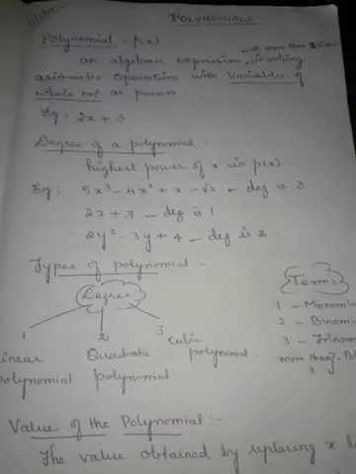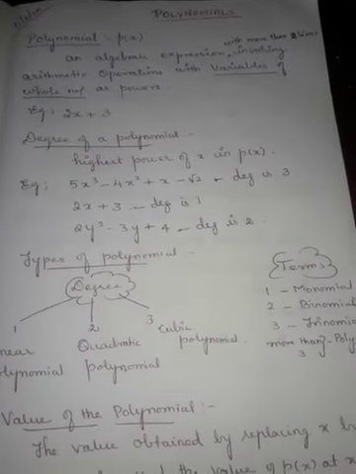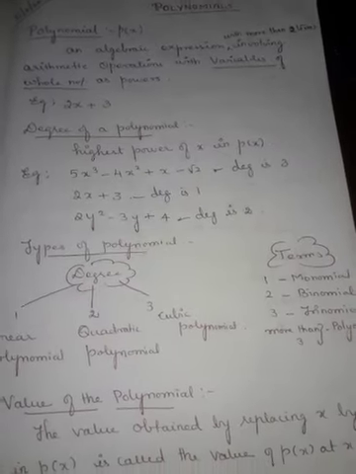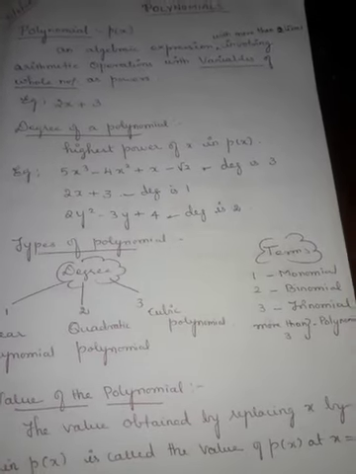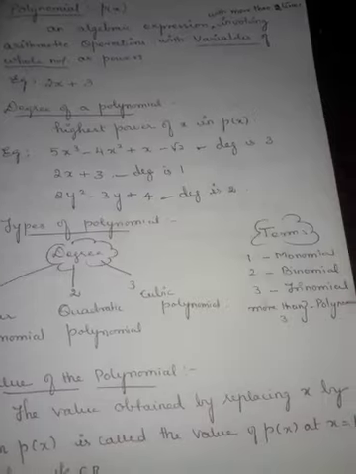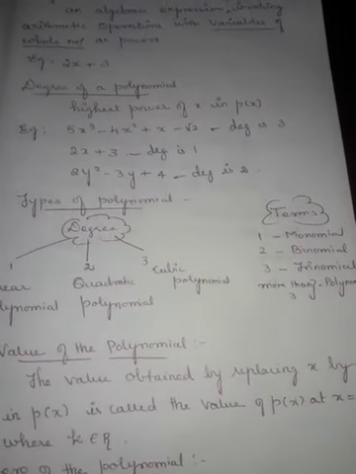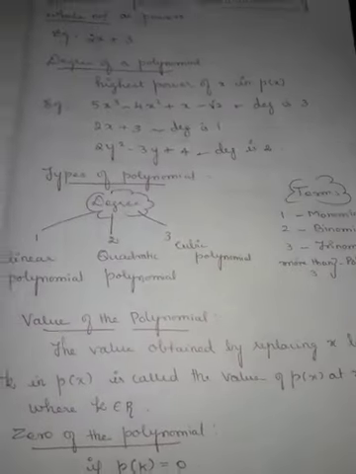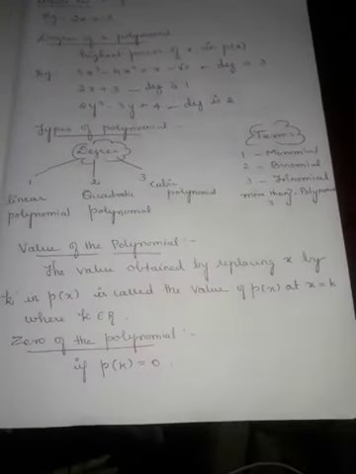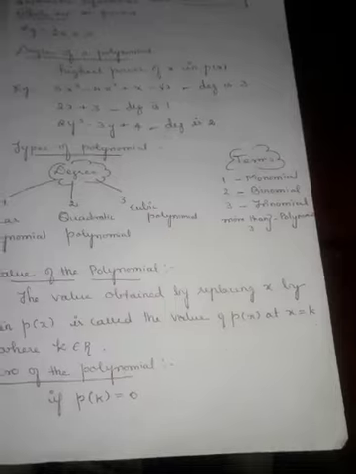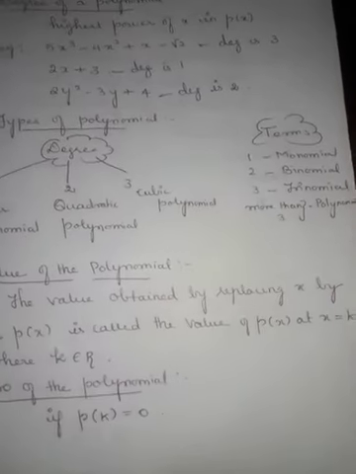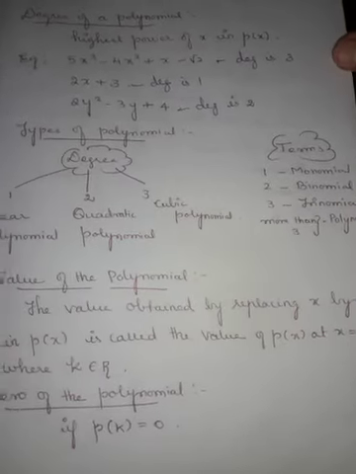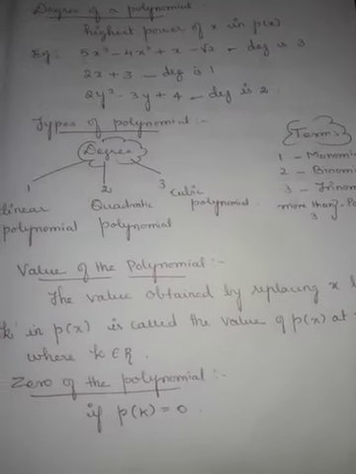Hello students, in yesterday's class we learnt what is meant by a polynomial and what is called a degree of a polynomial, then various types of polynomial, that is the classification based on its degree. Then we saw what is the value of the polynomial at a particular point k belongs to R. Then we also saw what is called a zero of the polynomial.